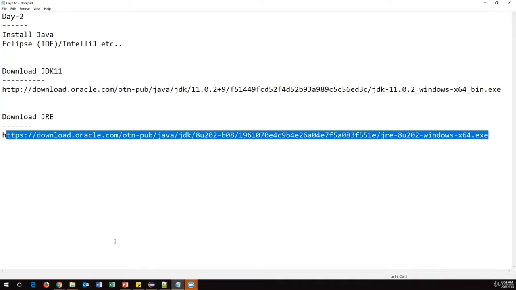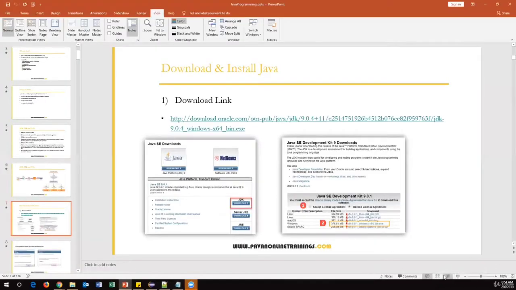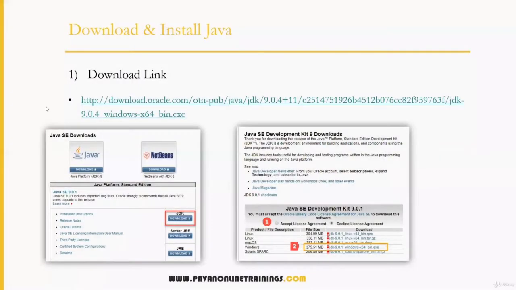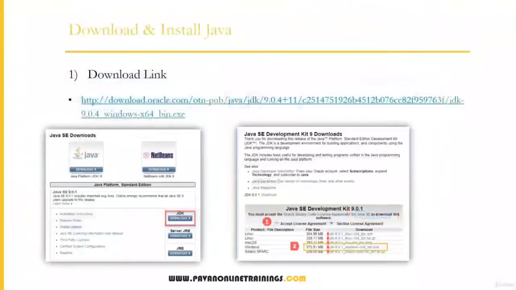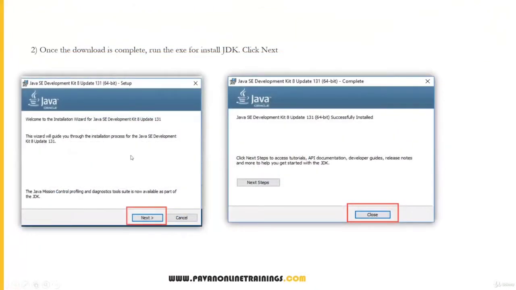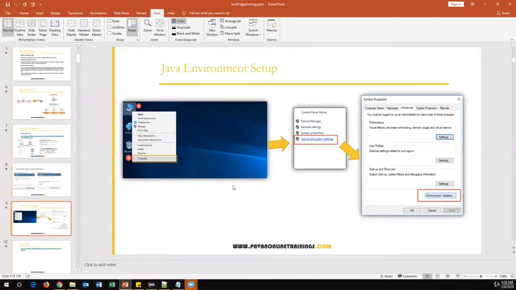Once you install, let me show you the screens so you can follow the same screenshots. I'll provide this presentation, so you can go through the screenshots and see how to download using the links. Once you have downloaded the exe files, just click on them to start. It is very simple, just two screens. Click on the exe file, and it will start the installation screen like this. Click on next, and finally close. Both JDK and JRE you have to install in the same way. Once installed, we also need to do certain configuration.